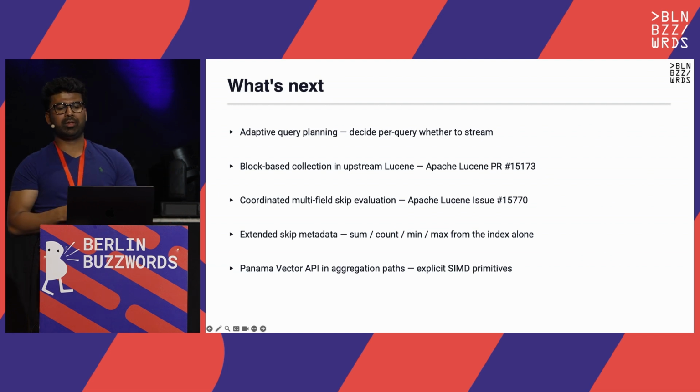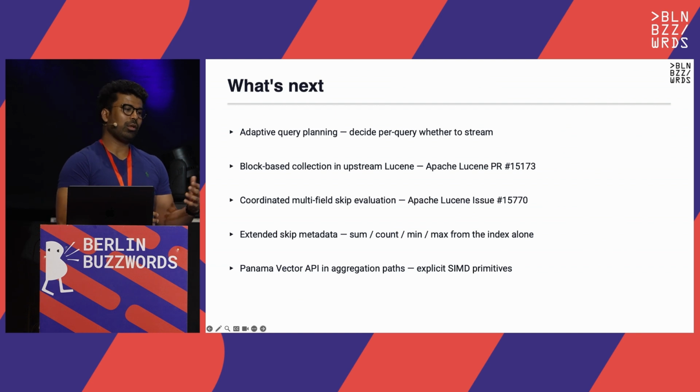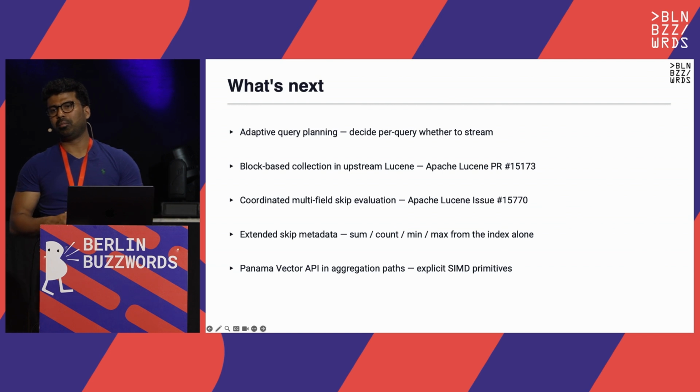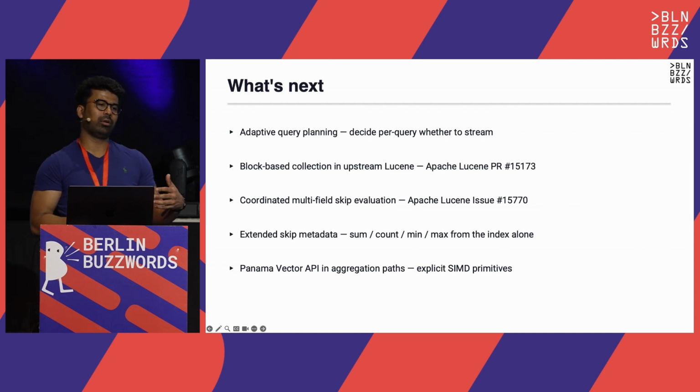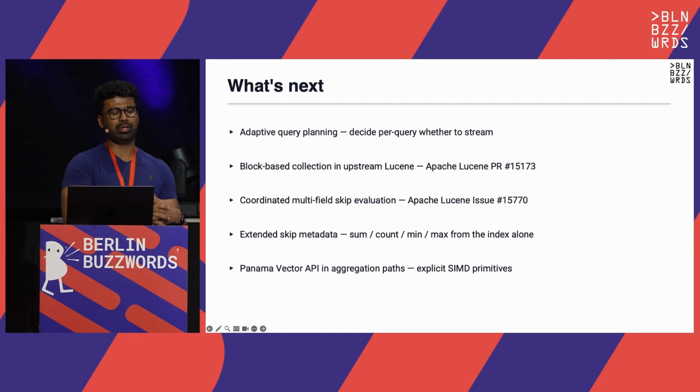Then there is some block-based collection, right, which we are working on in Lucene. Today, the sparse indices in Lucene only support min-max, but you can have other aggregated information as well, like sum, value count, etc.